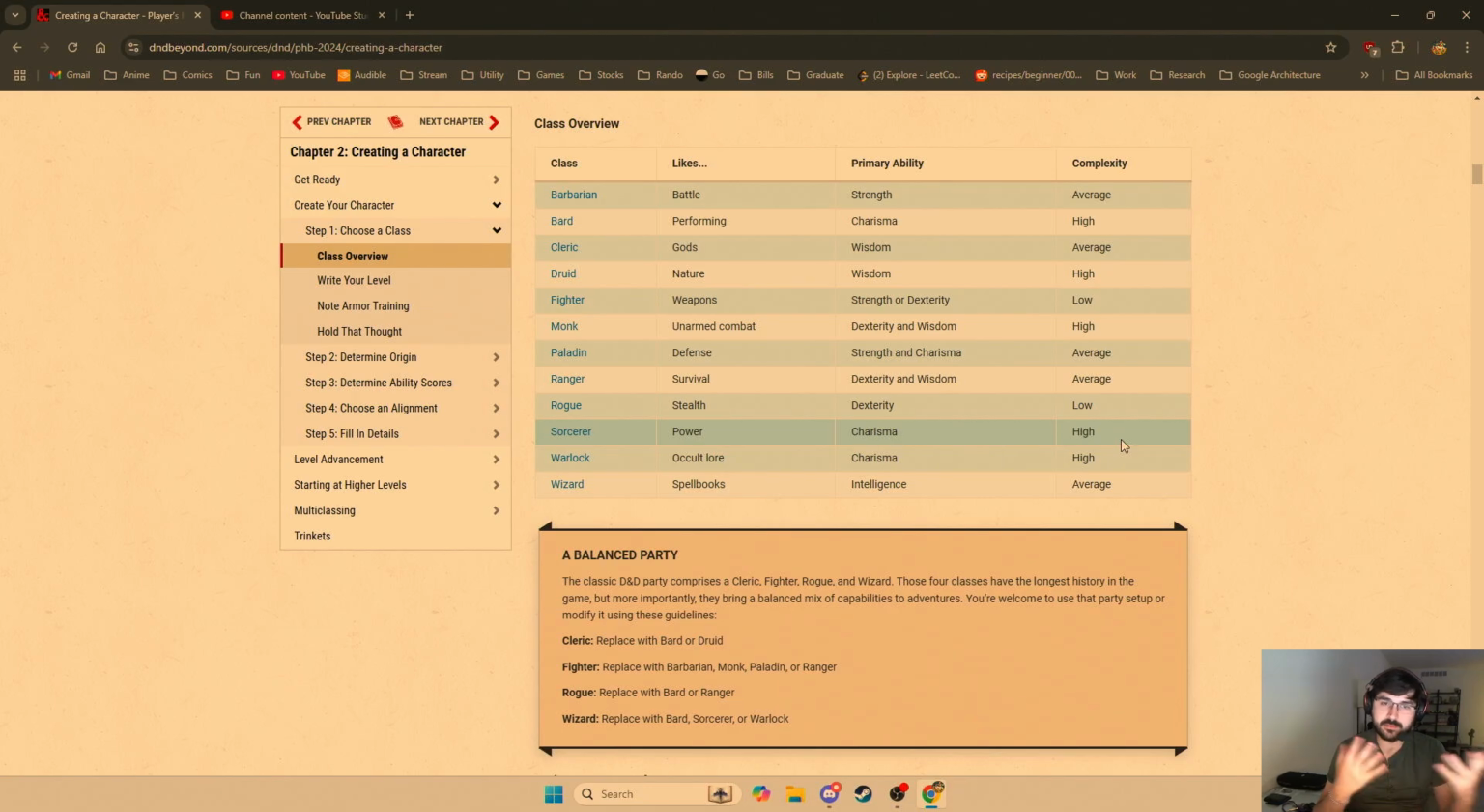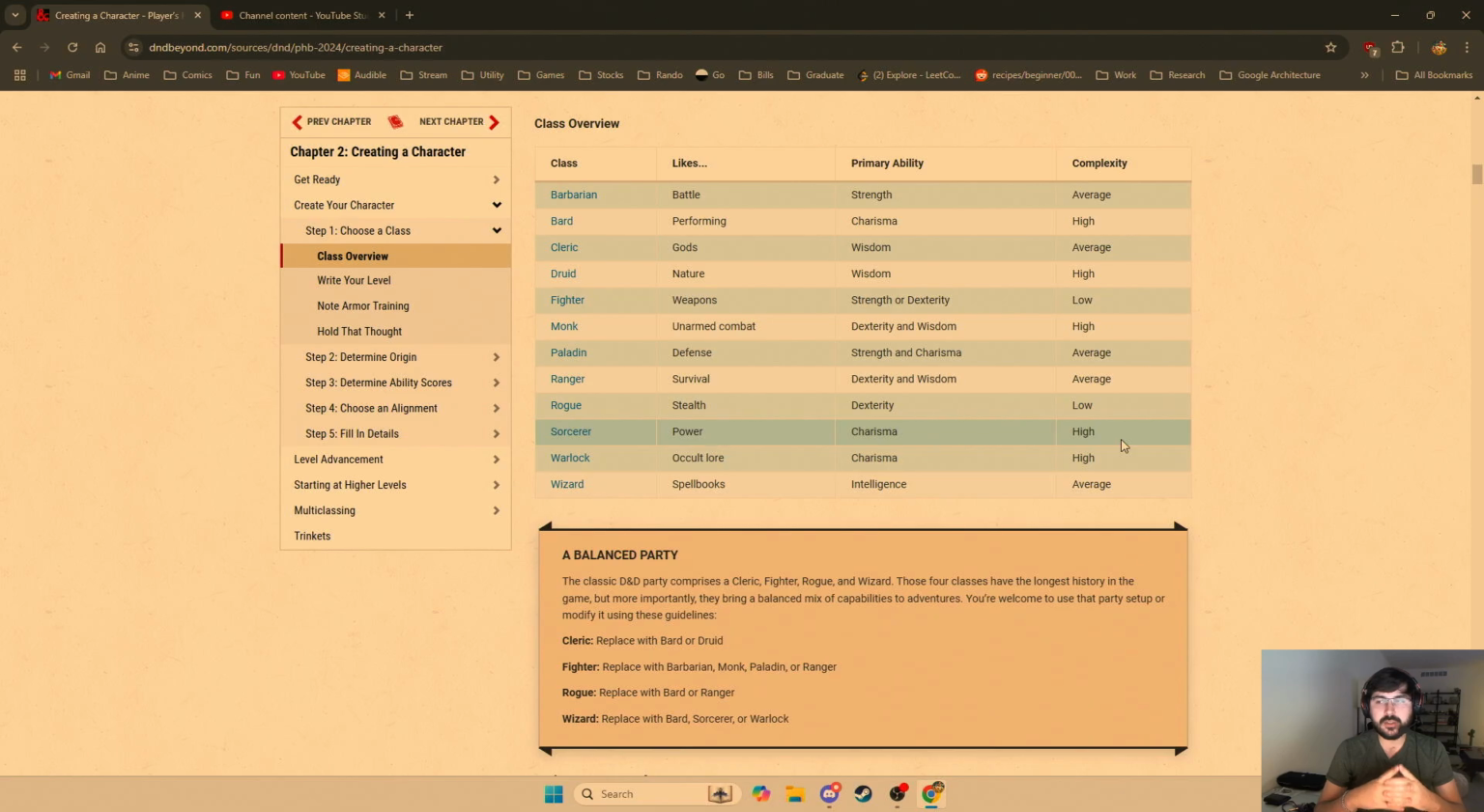Eldritch Blast is a 1d10, and it just gets stronger as you level. Go look at them, they're funny. They're a very interesting class. Oh, and you normally have pacts with demons or other eldritch entities, fey, magical gods, all sorts of things. Normally on the darker side. The warlock is like the counter ego to the cleric, in my opinion.